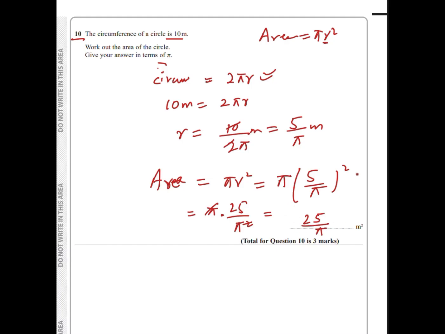Hope you get it. Because it was squared, your meter is squared now. So area is in meter squared. Meter squared, remember that. This is your answer.